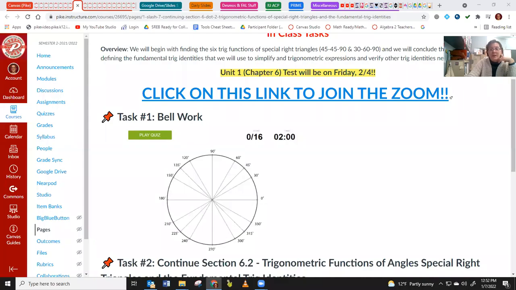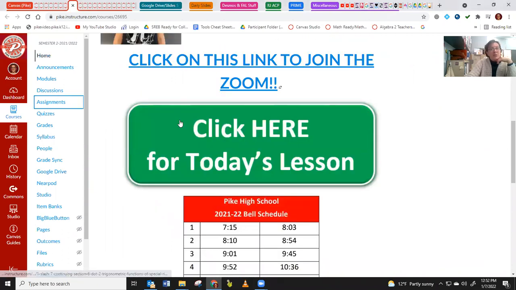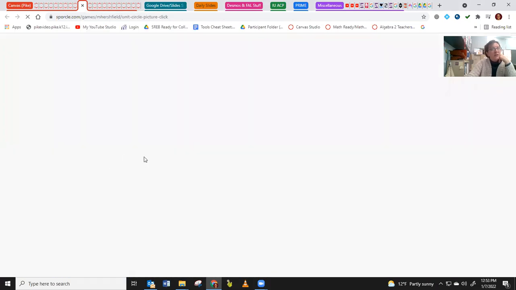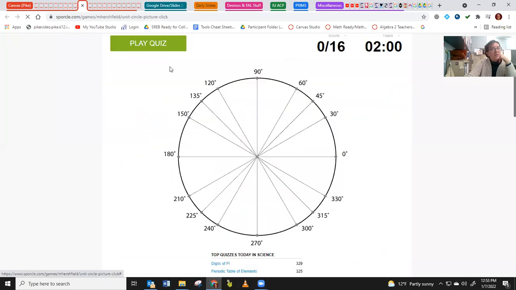For those of you that just joined us, we have a bell work today. You still have enough time to practice with that. From our class Canvas page, you want to click on the big green button for today's lesson. That'll take you here. You're going to click on the unit circle, and that's going to take you to an outside web page. You need to scroll down until you can actually see the unit circle there.